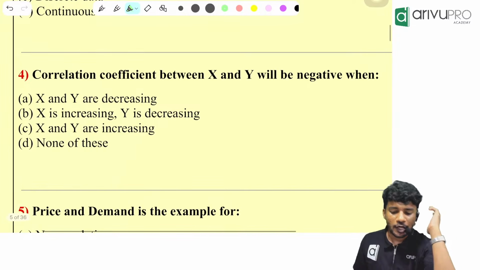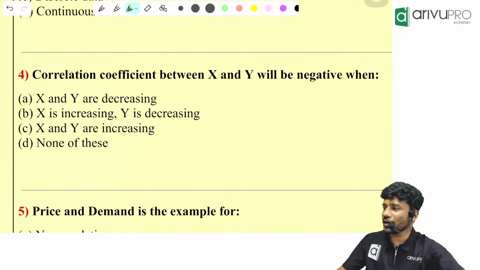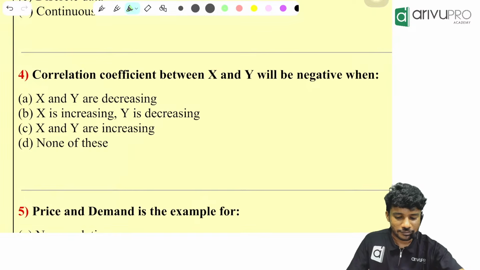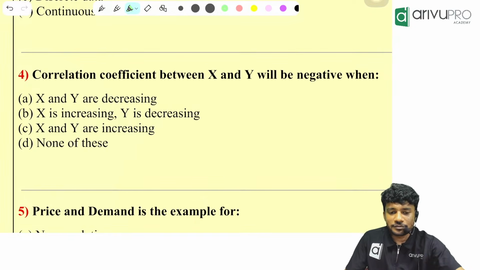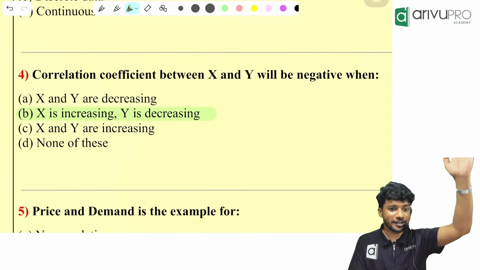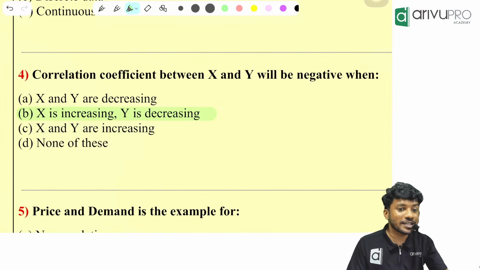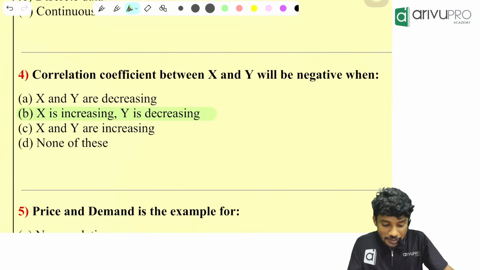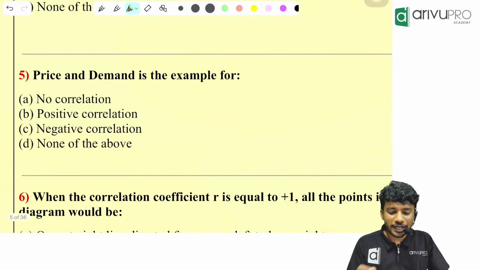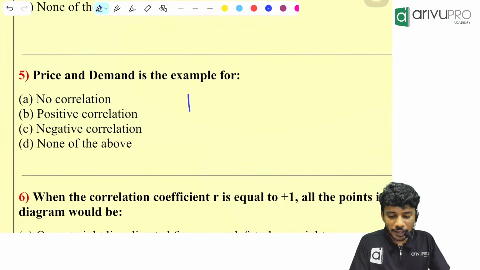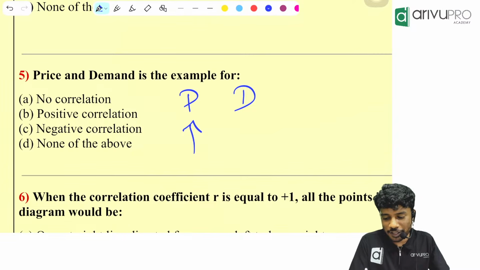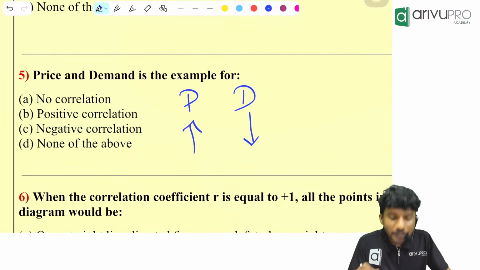Now tell me, correlation coefficient between x and y will be negative when? X is increasing, y is decreasing. Remember, Tom started singing, her interest went down. What type of correlation? Negative correlation. Yes. Price and demand are an example of what? People, price increases. Yeah, what did you study in your economics? Demand decreases. Price increases, yeah, demand decreases.